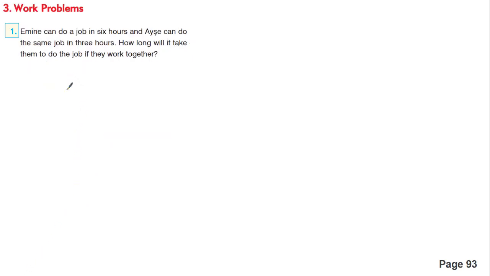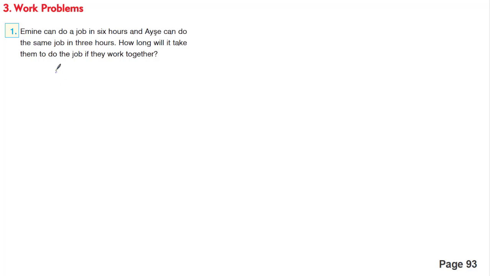Word problems. Amina can do a job in 6 hours and Aisha can do the same job in 3 hours. How long will it take them to do the job if they work together? We have to think in terms of work rate. So in 1 hour, what part of the job will Amina finish, and also what part of the job will Aisha finish in 1 hour.